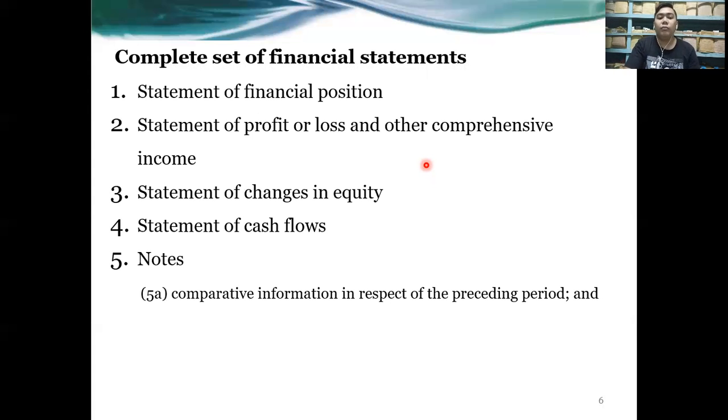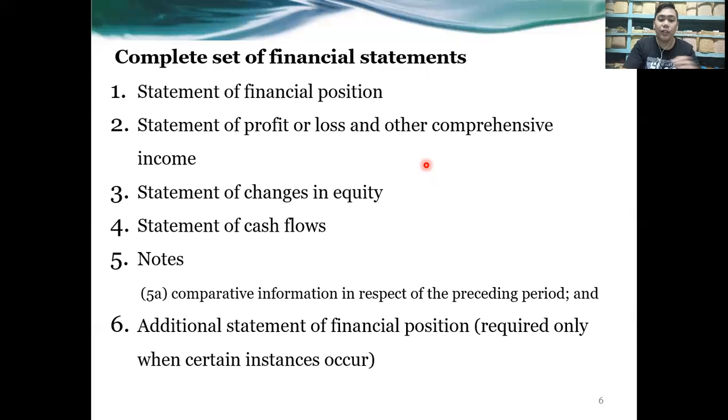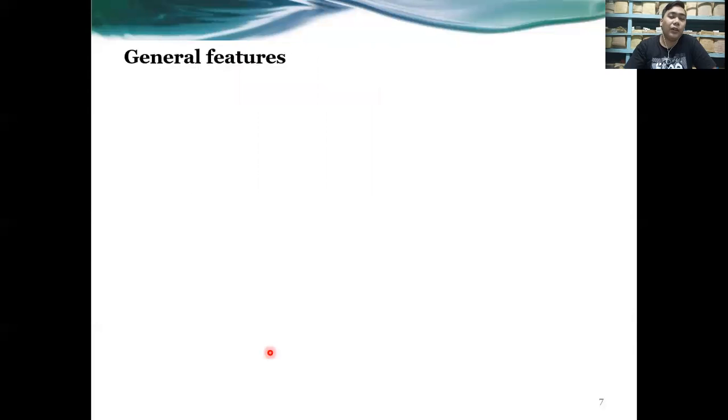Okay? So may nag-add lang sila nga isa, which is an additional statement sa aton nga statement of financial position. So saan na siya ginagamitan? Only when certain instances occur. So for example, kung may mga changes kamo sa accounting policy, ga-create ka sang additional statement, ano. Pero ang original or ang primary nga set sang financial statement, 5 lang.